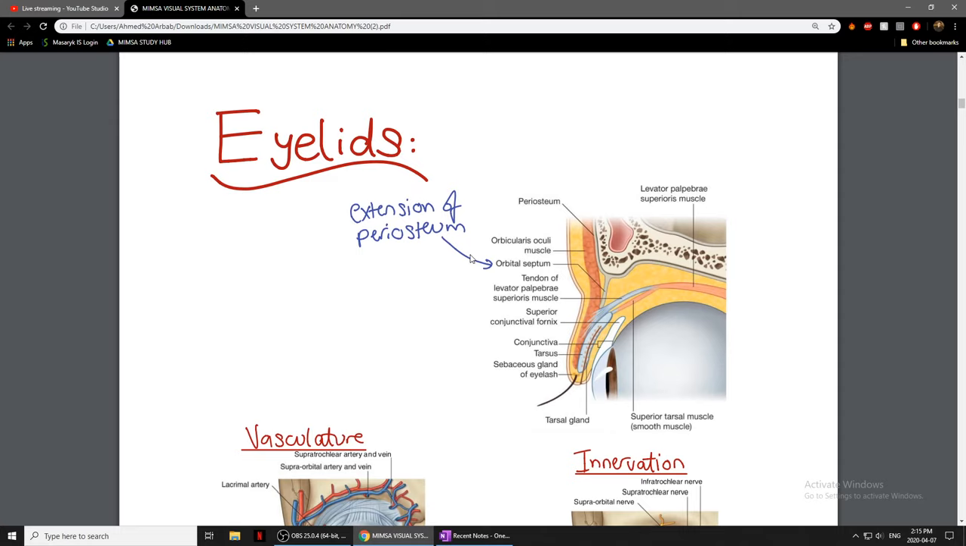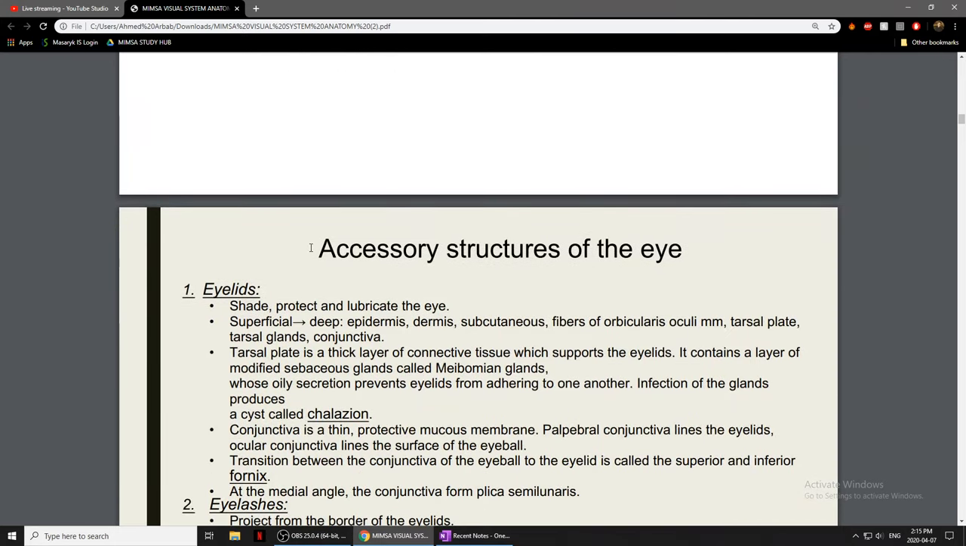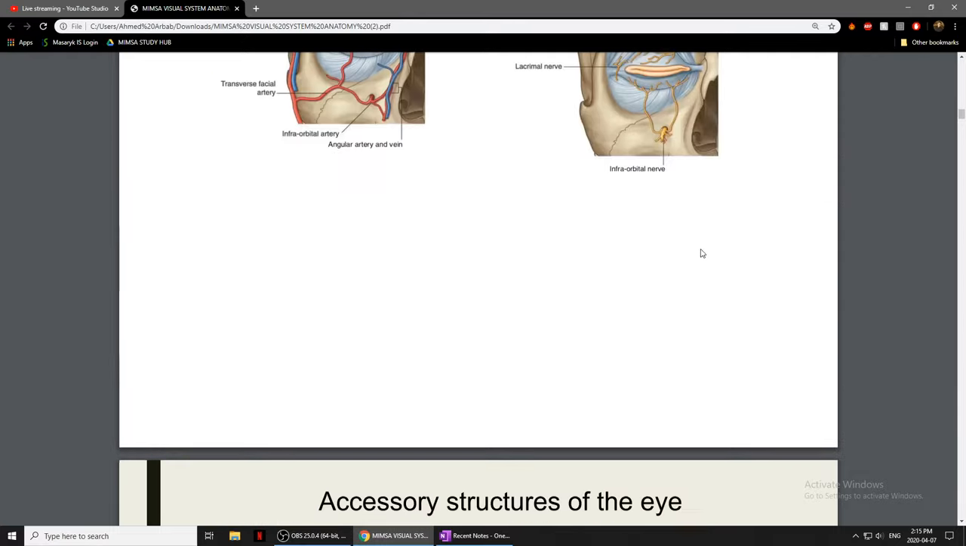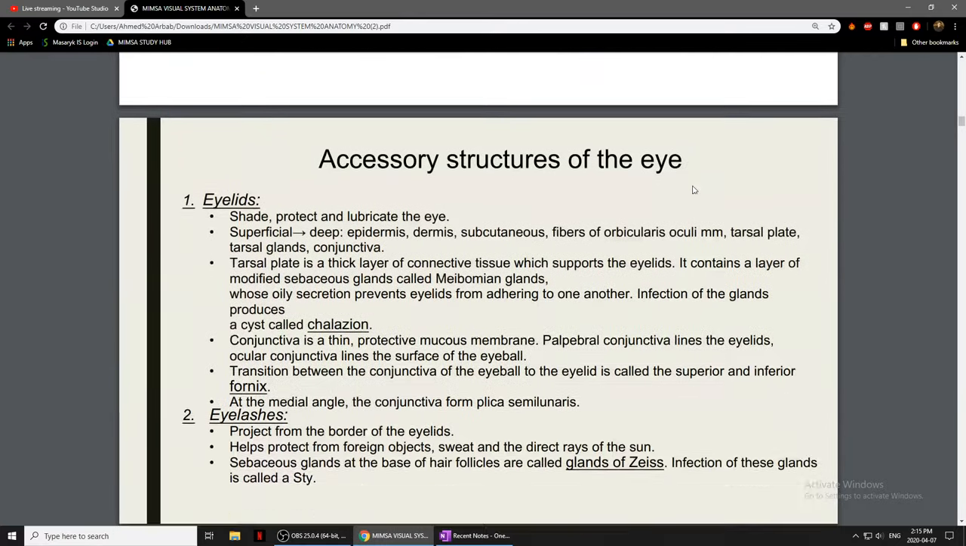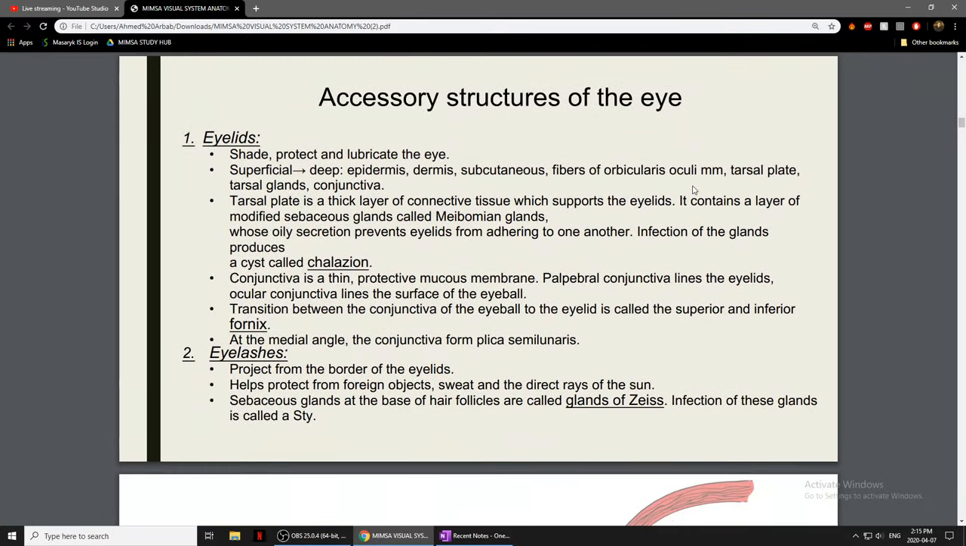Alright, so next thing, we have the apparatus, the accessory structures of the eye. So I just borrowed this lecture from the study hub. It is from a student called Abdullah Al-Yami. I think he's already graduated now, so he's a doctor. So hopefully he doesn't mind that I borrowed some of his lecture slides to help with my lecture.